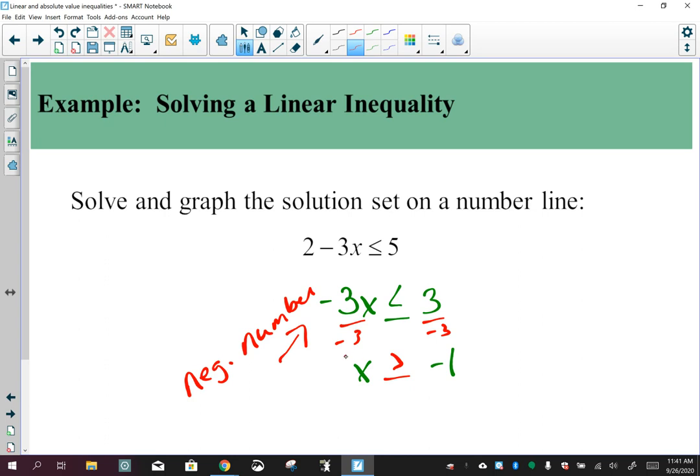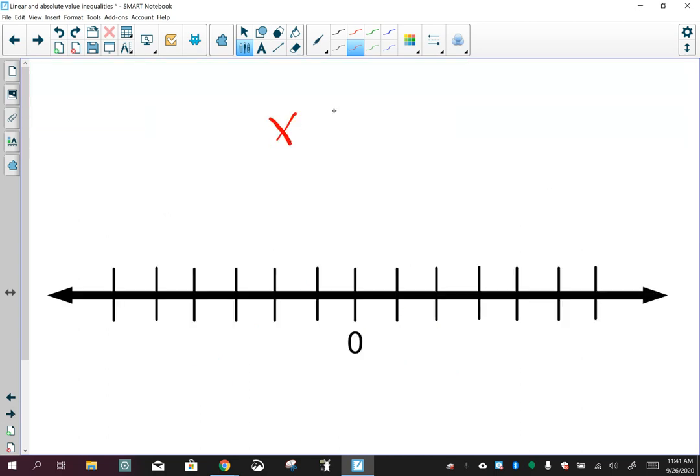And so this piece here is what I'm going to graph on my number line. So I'm going to actually graph x is greater than or equal to negative 1. Is that right? Yeah. So when I do that, I'm going to come over here to my negative 1. Again, I can use an open dot or a closed dot, or I can use a parenthesis or a bracket. It's your choice on how you want to do it.